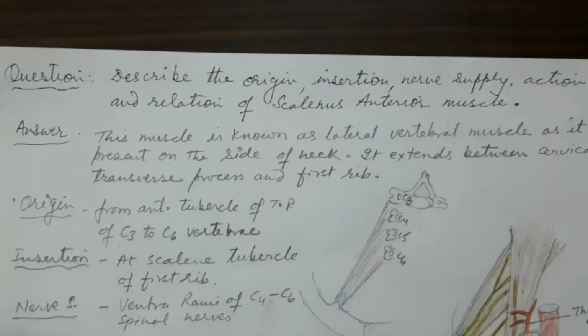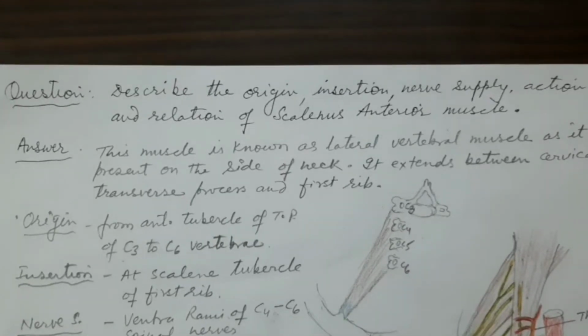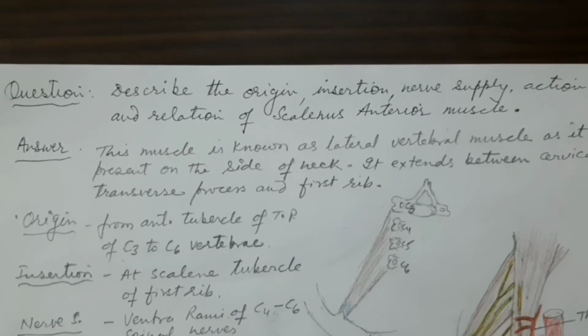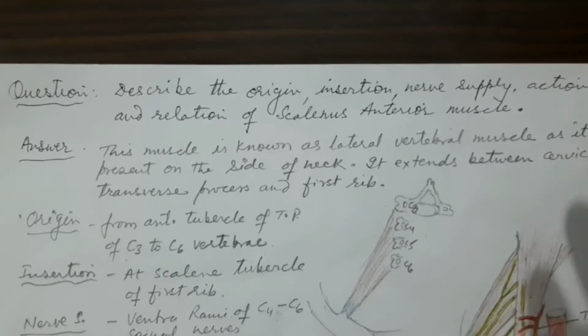Hello students, this is a very short video on the Scalenus anterior muscle. This is also considered the key muscle of the neck, at the root of the neck, inferior neck. In a similar way, we have learned about the hyoglossus muscle in the submandibular region. This is an important muscle of the neck.